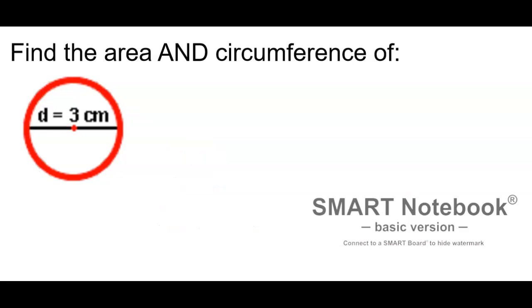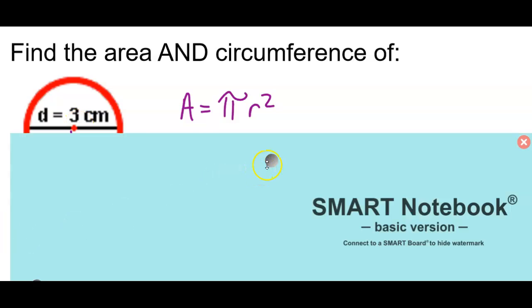Now area, do I know my necessary parts? So pi times r squared. So r, do I know what my r is? I don't, I know my diameter, but I also know that 2 radiuses is 1 diameter, so I can cut this in half, and 3 cut in half is 1.5.